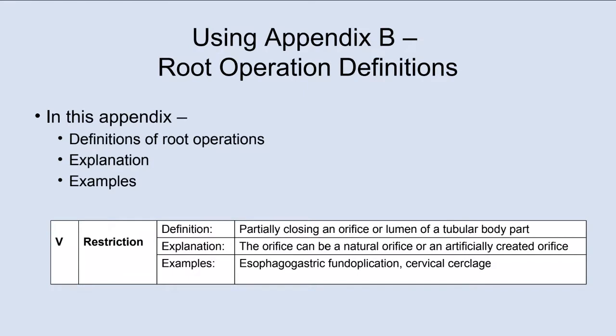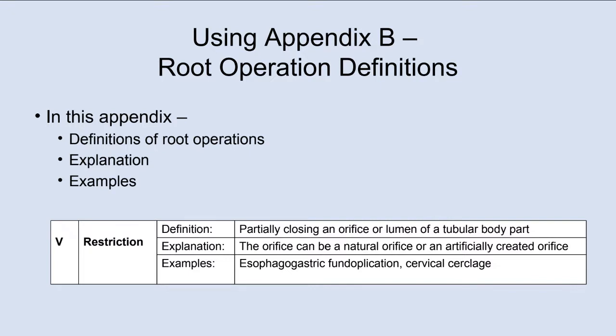Okay, Appendix B. Unfortunately, it's not as straightforward and easy as it was in the previous examples. Sometimes you need to go to Appendix B, root operation definitions. This is a very important, very helpful appendix. It gives you a definition of the root operation, a little explanation of it, and most importantly, examples. So here's an example: restriction, which is V. Definition: partially closing an orifice or lumen of a tubular body part. Now, if you need to write in what an orifice is and what a lumen is, this is the place to do it.